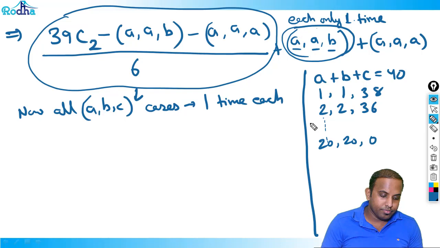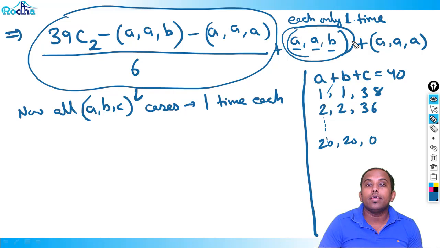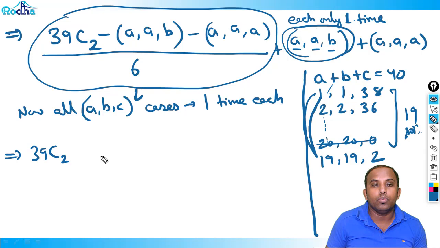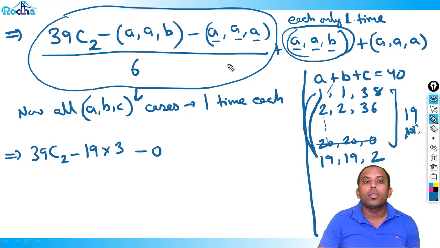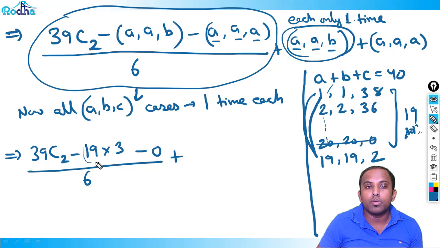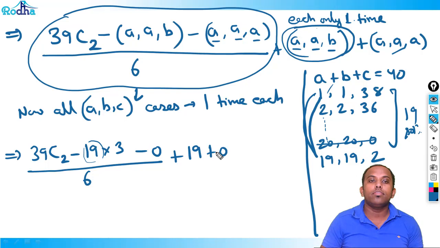But the thing is that A, B, C are natural numbers. That means I can't write 20 here. So 19, 19, 2 will be the last one. So 1 to 19, how many solutions? 19 solutions. Each case will be counted 3 times. So what is my answer? 39C2 minus 19 solutions, each case counted 3 times, minus 19 into 3, minus 0, because the AAA case will be 0. Now you divide it by 6. Plus add back these 19 cases, which have to be counted once. AAA cases is 0, so add 0. This is the answer for this question.